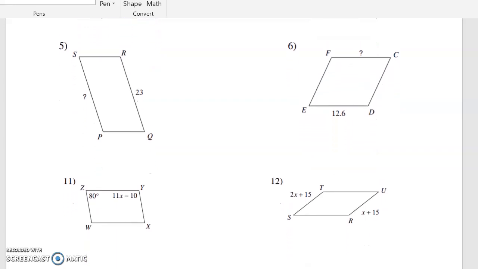All right, let's move on to the property of opposite sides are equal. All right, so if I'm given the right side of 23 and I'm asked to find the opposite side over here, we know that they're equal, so this side would also be 23. Same in number 6, okay? I know that opposite sides are equal, so if I'm given ED is 12.6, FC would also be 12.6.